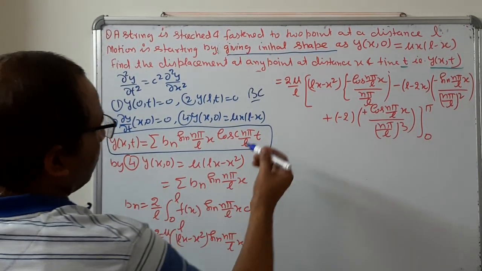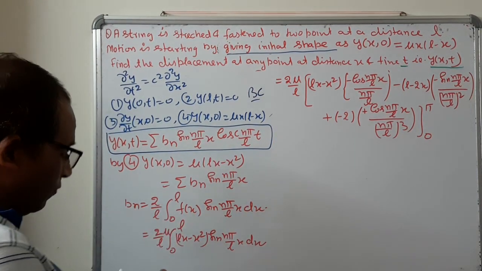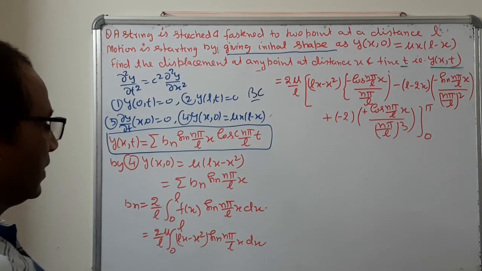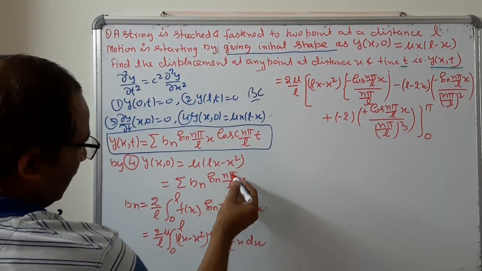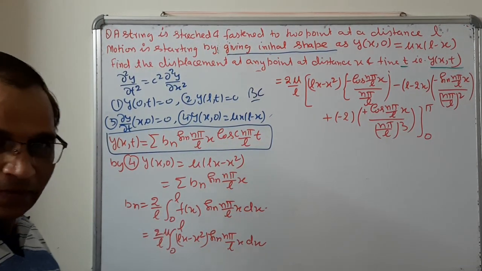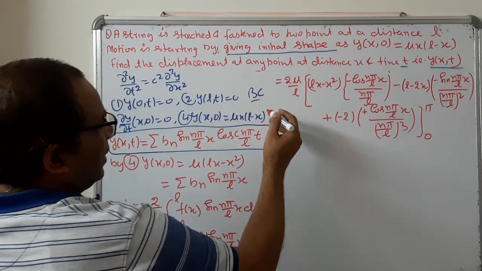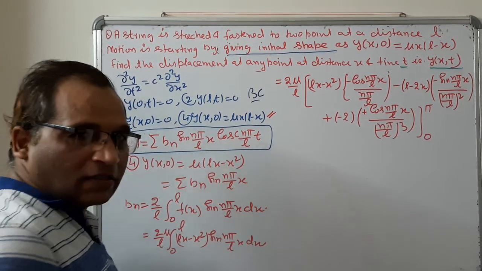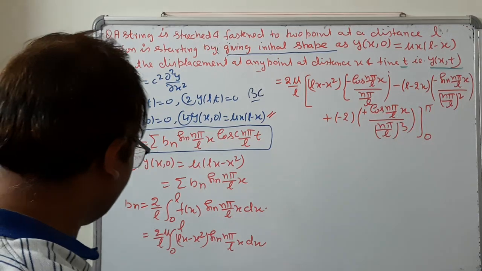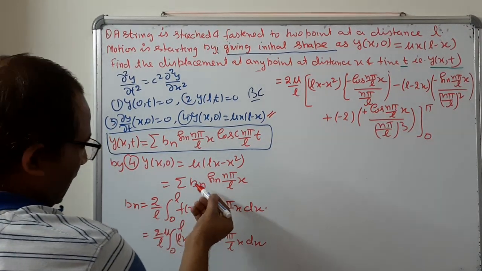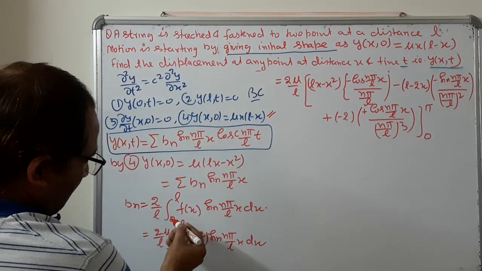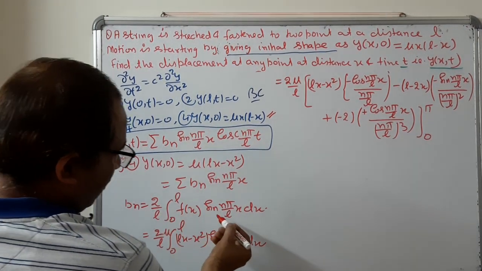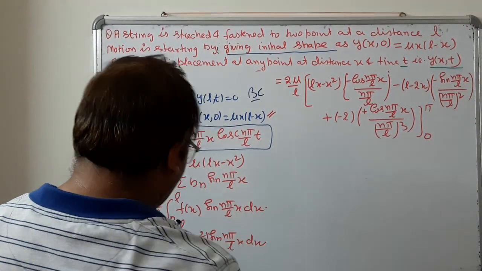Now comes condition number 4. Condition number 4 is this one: y of x, 0 equals mu x (L minus x). So put t equal to 0. This is equal to sigma bn sin(n pi x upon L), because this is a non-trigonometric function. So here we apply the integration. Write the formula for bn by the Fourier sine series: bn is equal to 2 upon L integration 0 to L f(x) sin(n pi x upon L) dx.